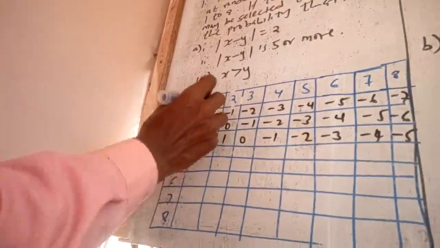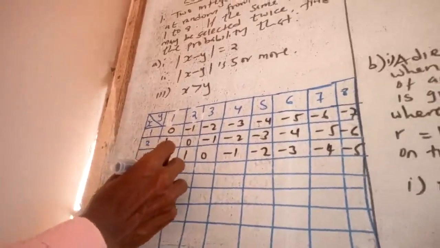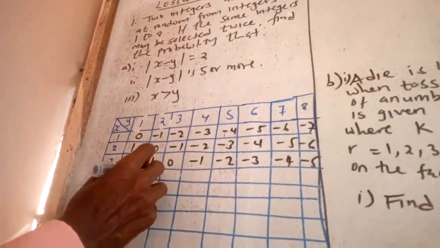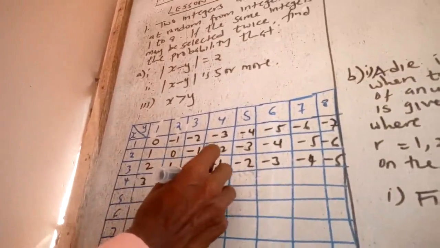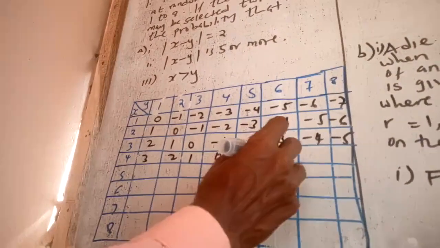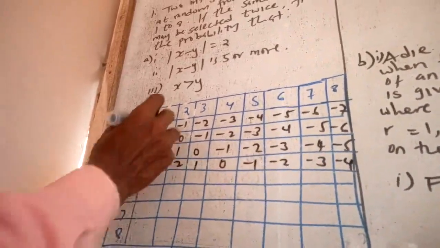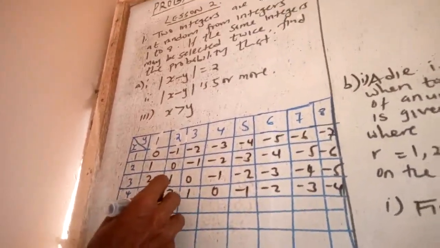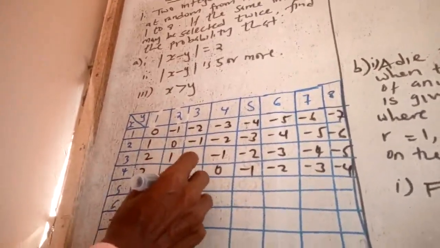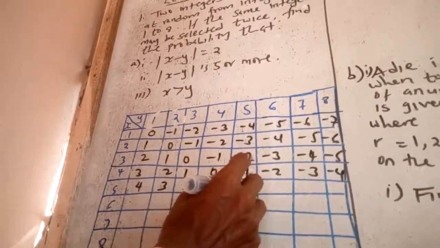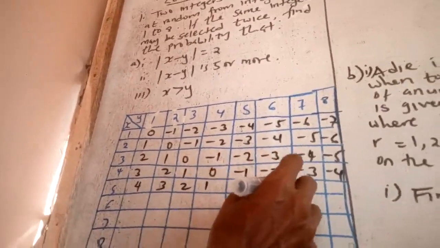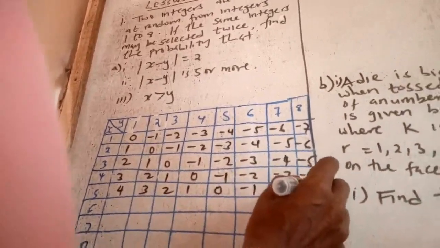Then what about 4 minus 1? You'll get a 3. You reduce in steps of 1: 2, 1, 0, negative 1, negative 2, negative 3, negative 4. What about 5 minus 1? You get 4. Then you reduce in steps of 1: 3, 2, 1, 0, negative 1, negative 2, negative 3.